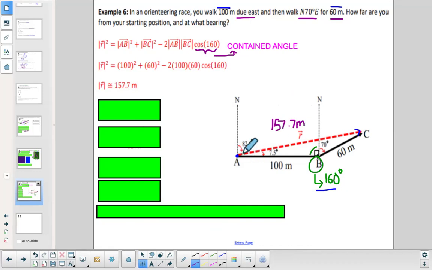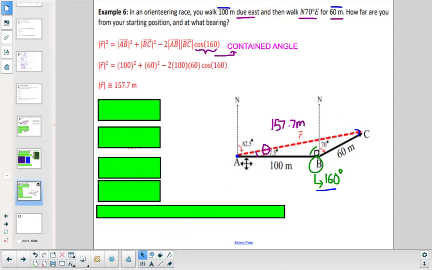But I also have to solve for this direction. I've written the answer right here, but how do I find this angle? Let's call it angle theta, right? So I'm solving for angle theta, my starting angle in this triangle that I've drawn, which is going to help me calculate the direction.